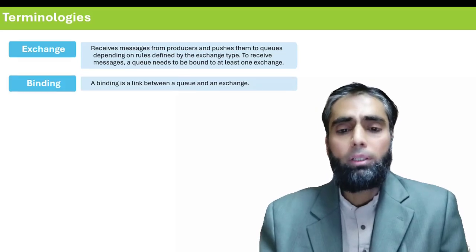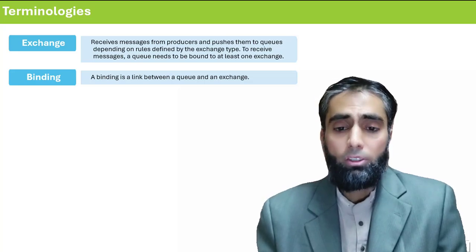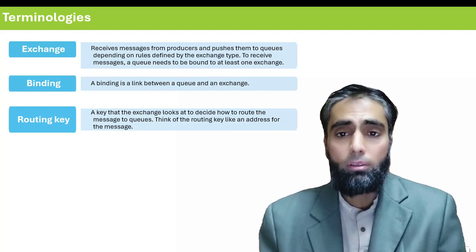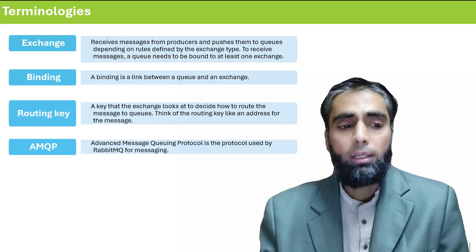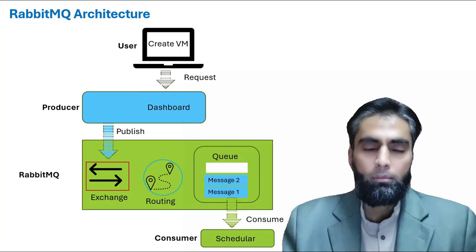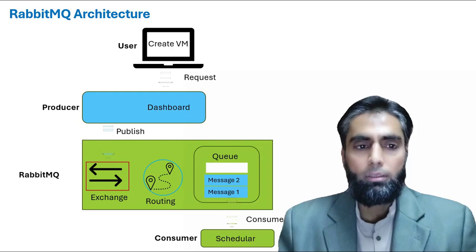There's also a binding. Binding is the link between the exchange and the queue. Routing key is a key that the exchange looks at in the message to determine how the message needs to be handled and delivered to the particular destination. And AMQP, which we have discussed, is the Advanced Message Queuing Protocol, and it is also supported by the RabbitMQ messaging broker. Now, if we look at the architecture of RabbitMQ, we can see that there are 4 major components.